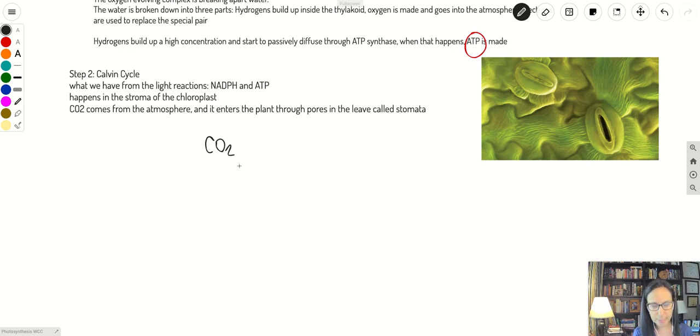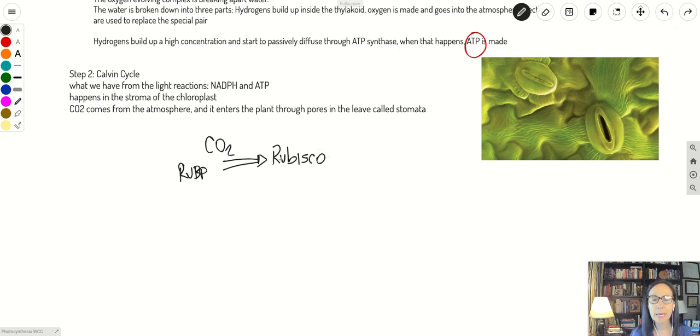Okay, so the carbon dioxide is coming in through the stomata. And what it's going to do is bind to an enzyme with another chemical. The other chemical is called RUBP. So RUBP is the name of this other chemical. Those two molecules are going to bind to an enzyme called rubisco. Let me write it. Rubisco is an enzyme.